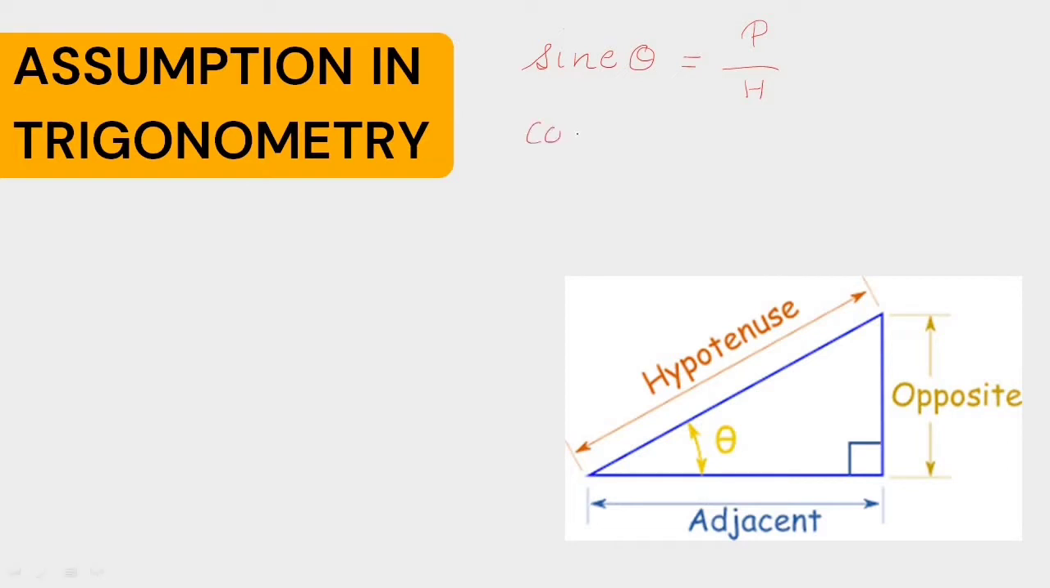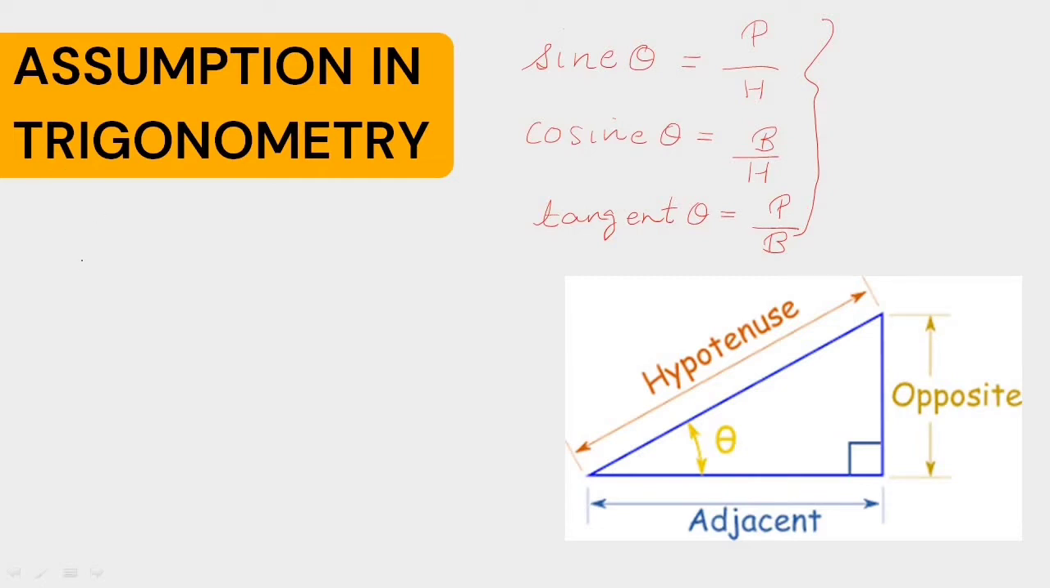Second was cosine theta is equal to base upon hypotenuse. And third was tangent, also known as tan theta, is equal to perpendicular upon base. These are the three most important assumptions in trigonometry on which the whole chapter, or the whole branch of maths, is based.